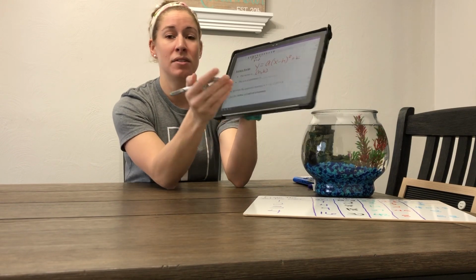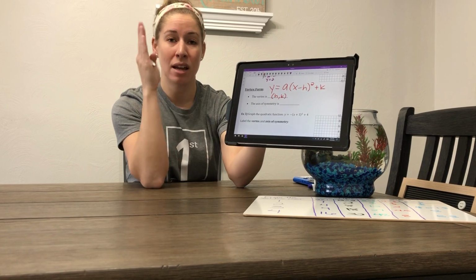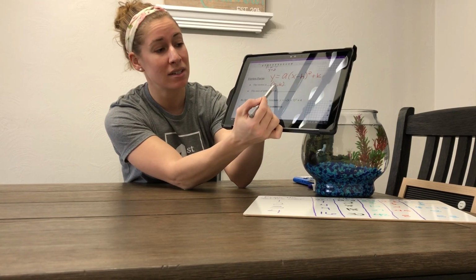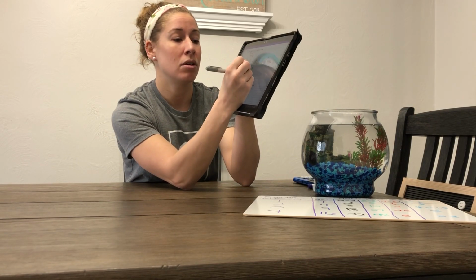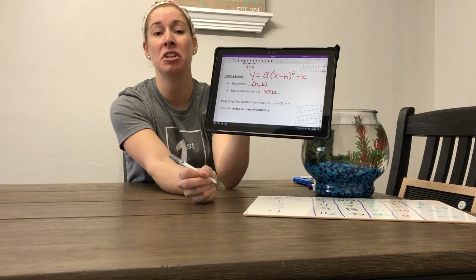And then your axis of symmetry, if you recall from the last lesson, is wherever it's cutting the parabola in half, which is on the x value of the vertex. So in this case, the x value of the vertex is that h value. So the equation of your axis of symmetry will be x equals whatever the h is.